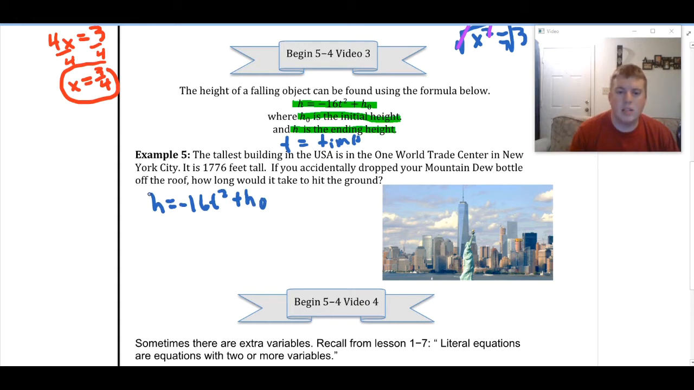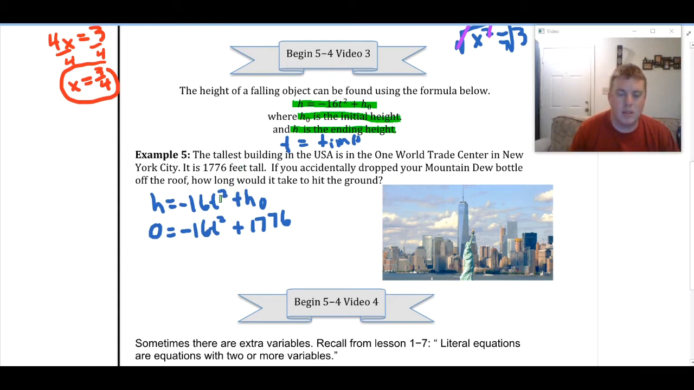So our h is going to be our ending height. We need to do a little critical thinking about what we would plug in for this. If you are dropping something and you want to know when it will hit the ground, it is going to be 0 feet off of the ground. So we're going to plug in a 0 for h there. We're going to keep the negative 16t squared because we're solving for our t value. And then we're going to add what our initial height was, and that will be the height of the building, 1,776 feet.